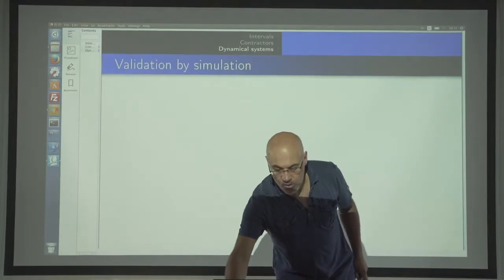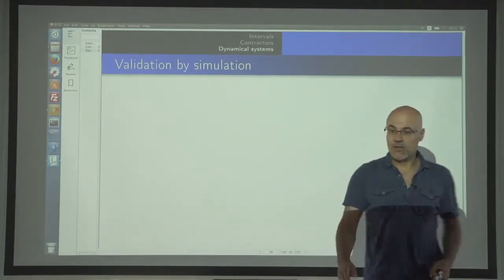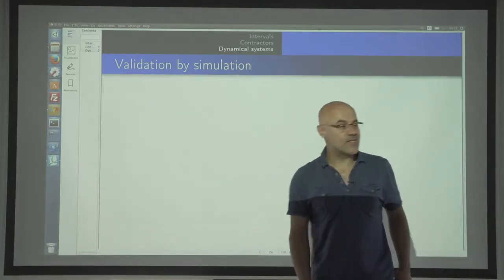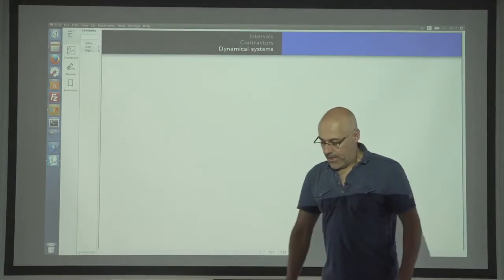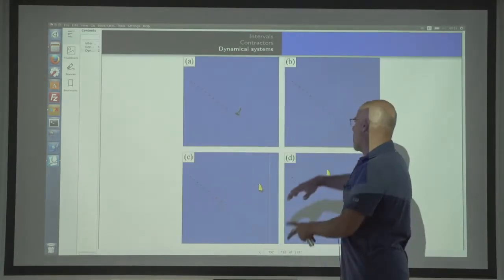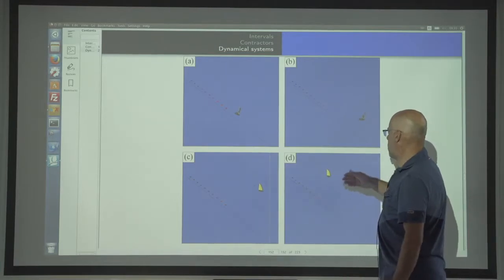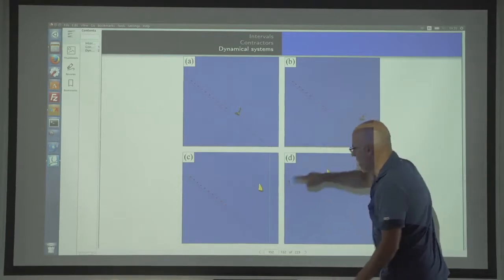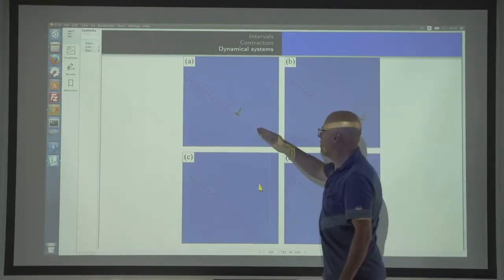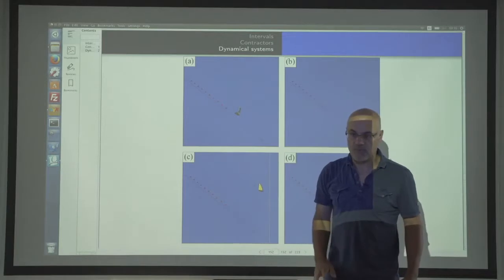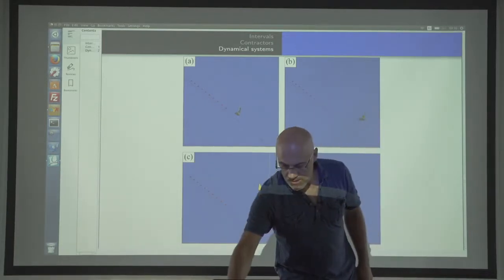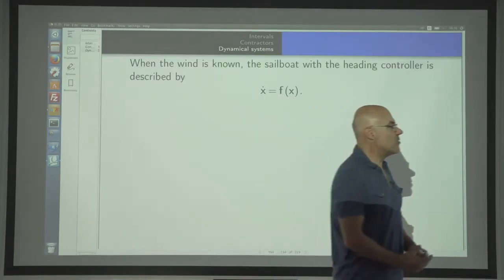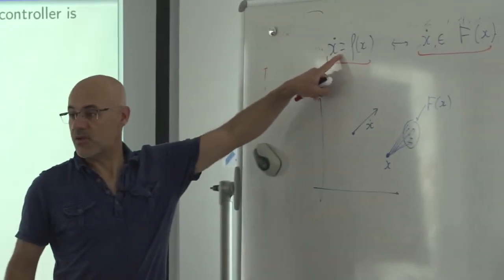So how can we validate such a dynamical system to prove that it will stay inside the corridor? What is done classically is simulation, with 3D visualization, where we show that for all initial conditions, you will maneuver so that you follow the line. But it's not a proof. So we need a theoretical validation. When you have this kind of thing, it's a differential equation.